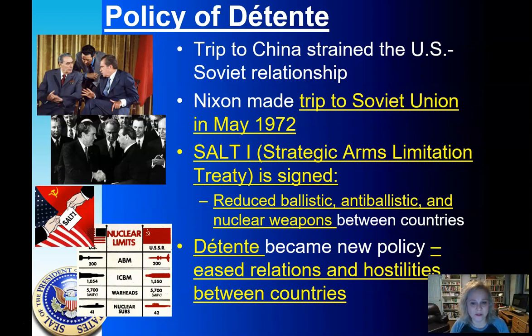So he makes a trip to the Soviet Union and they establish something known as the SALT Treaty, which stands for the Strategic Arms Limitation Treaty, but it reduces ballistic missiles, all kinds of nuclear weapons. So this is where we really see the change in policy. We move away from containment and massive retaliation, and now we're moving towards more relaxed tensions with communist organizations.